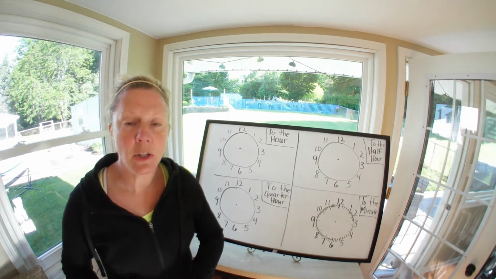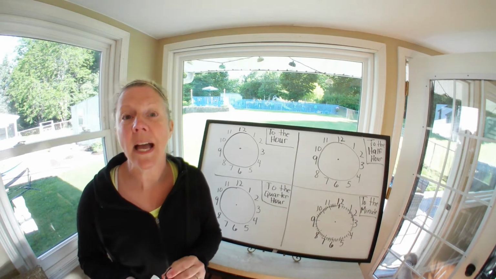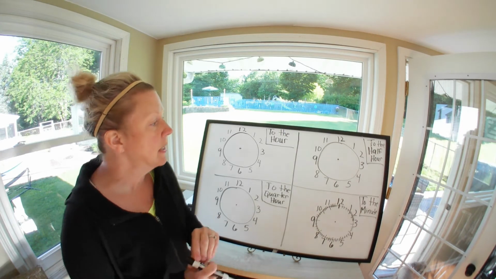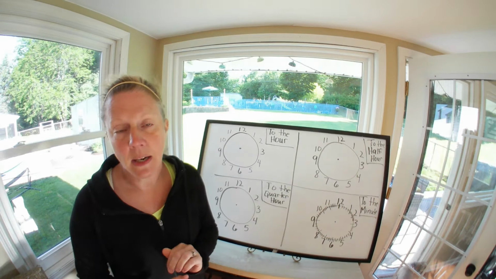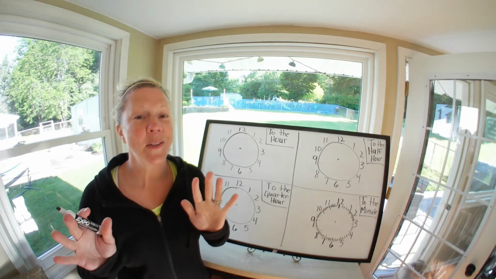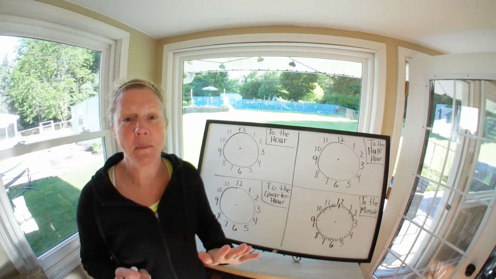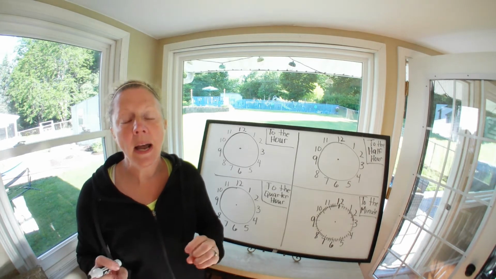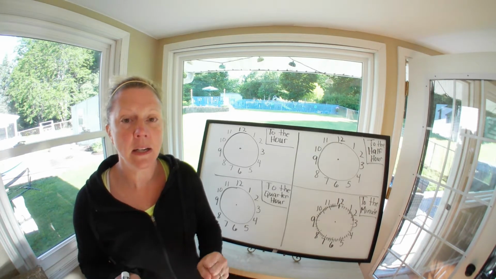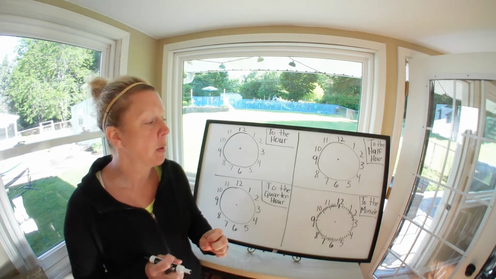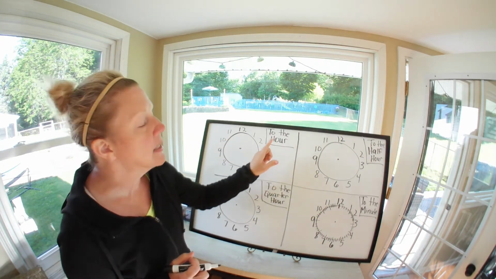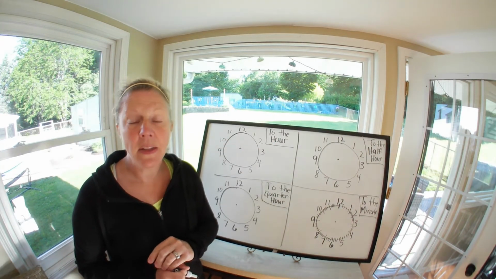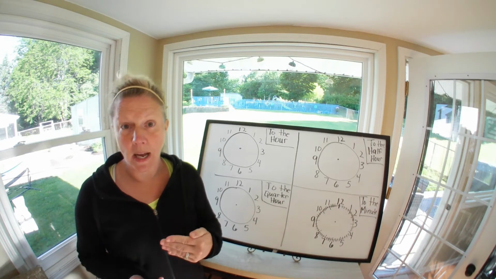So the first thing we're going to do is look at time to the hour. What I've done is I've drawn clocks here. And don't get me wrong, I'm not an artist, so they're not the best clocks you've ever seen in the world. But I want to show you how to read these clocks and how to write the time, okay? So this one here says time to the hour. That means that it's going to be an o'clock, right?